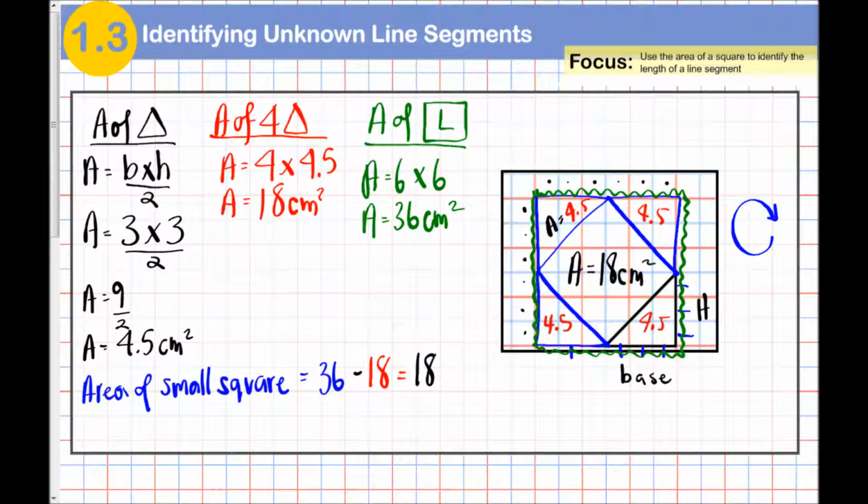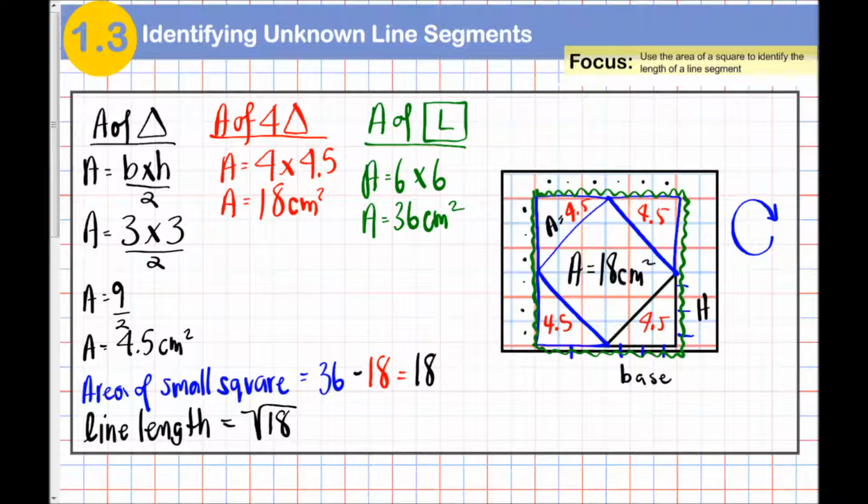What we need to do now is find the area, or pardon me, we have to find the square root of 18. So if we want to know our line length, our unknown line length is equal to the square root of our small square, which we've identified as 18. Now in class, we have a couple of people who did this. I think it's a great idea.